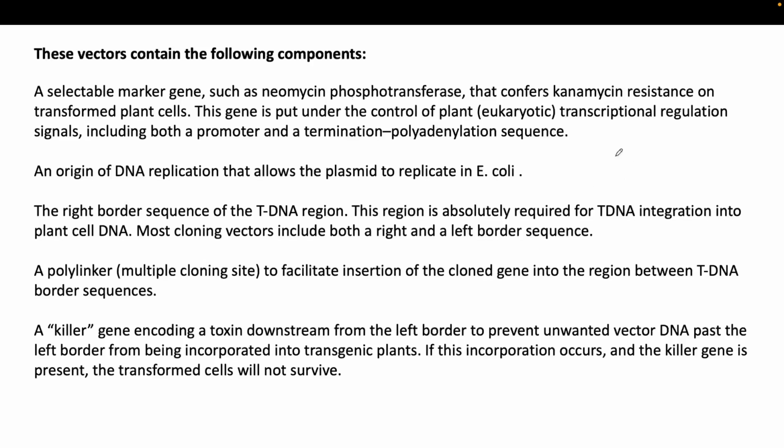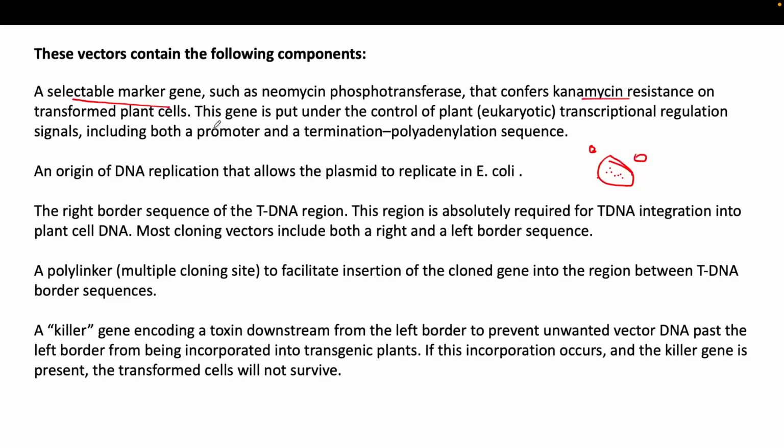Okay, so suppose this is the agar plate. When you transform your cell with your target gene, your construct carries kanamycin resistance. This agar plate contains kanamycin. So other cells which do not have this plasmid, or which do not have the kanamycin resistance, will not grow on this plate. That's why a selectable marker gene is required to transform the cell.